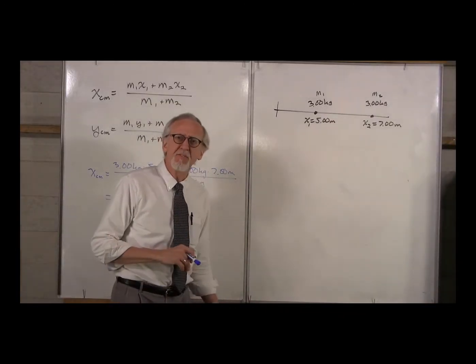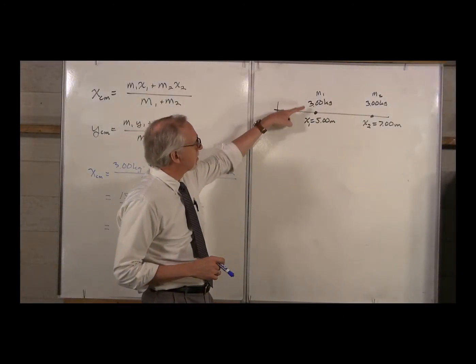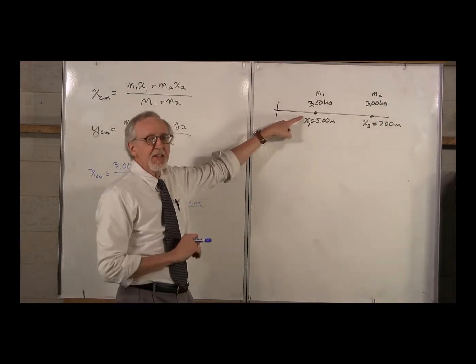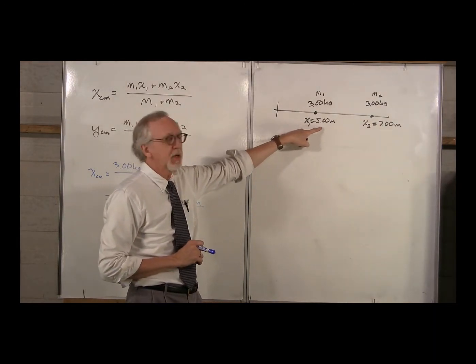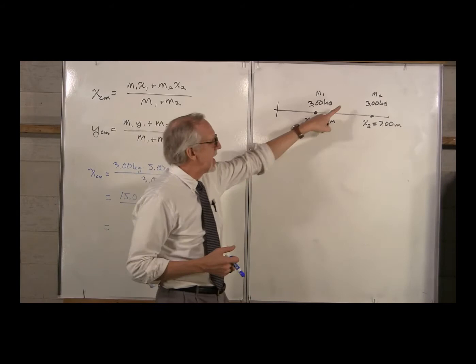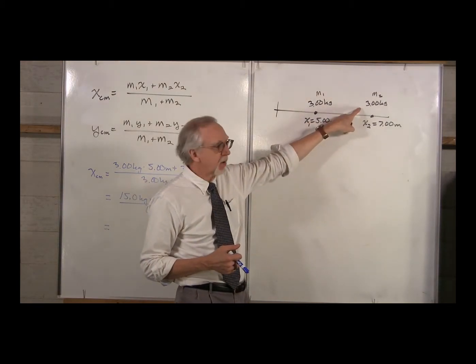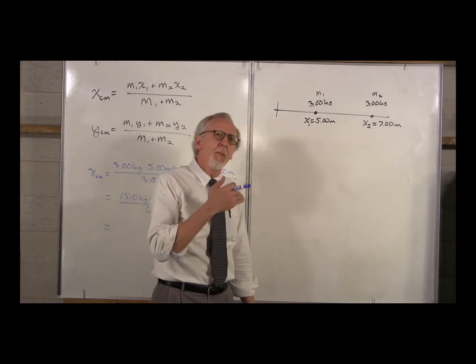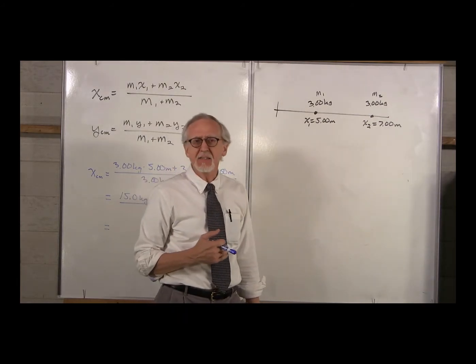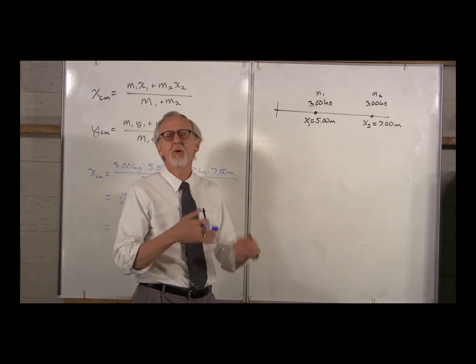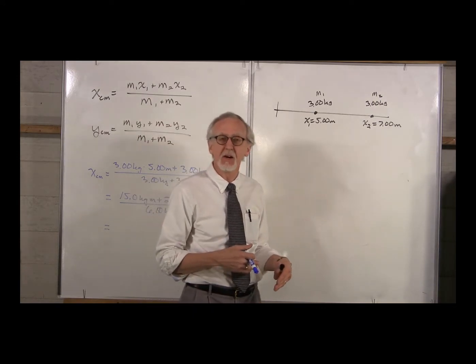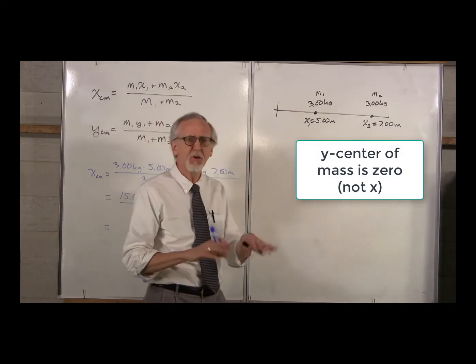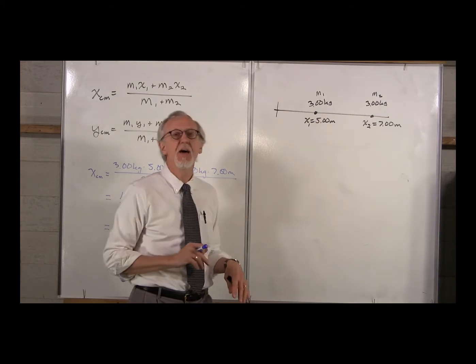Let's imagine we have a mass m1 of 3 kilograms on the x-axis at the point x1 equals 5 meters. And then m2, which is also 3 kilograms, is at the point x2 equals 7 meters. Because they're both on the x-axis, the y-coordinates are 0, so the y center of mass is 0. So we don't have to worry about that. Let's just look at the x-coordinate.